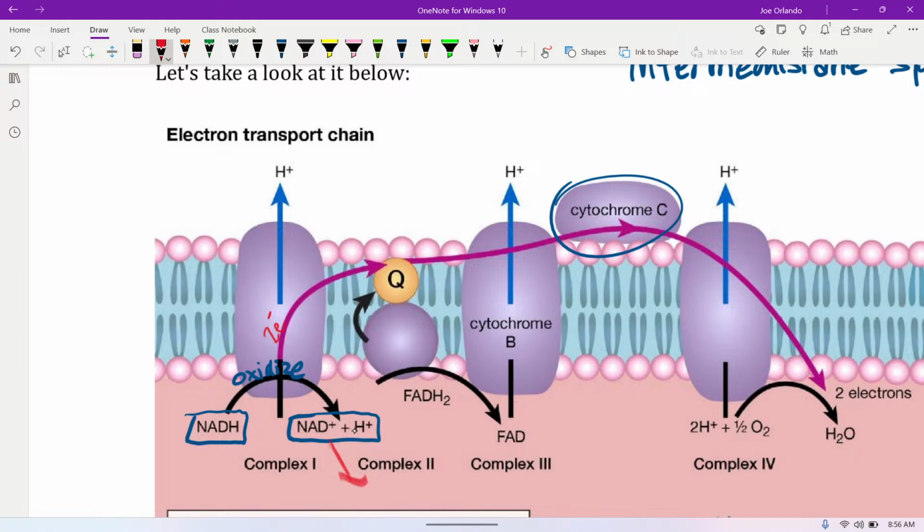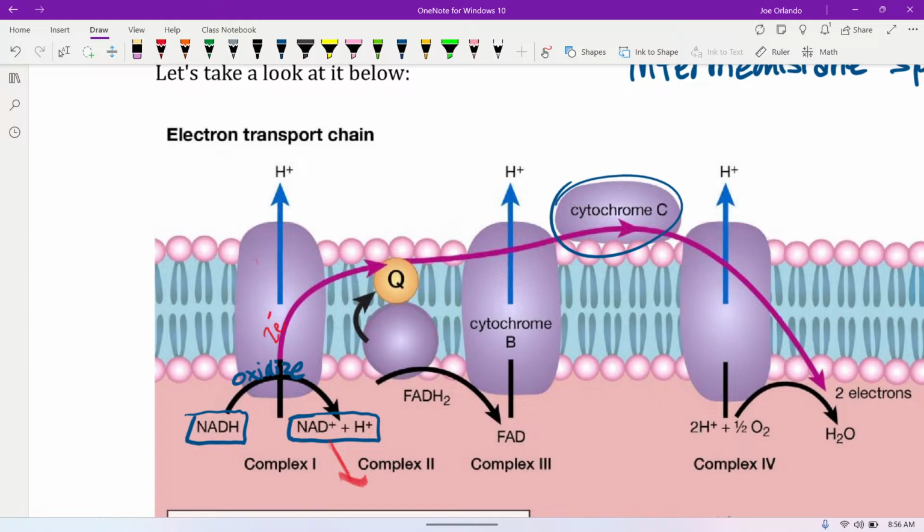NADH is done. It's dealt with. But its electrons have all the energy in it that it has given up. All the delta G is in these electrons. And then there's enough energy in that electron to operate 3 pumps. And you can see them here. There's one, there's another, there's a third one.